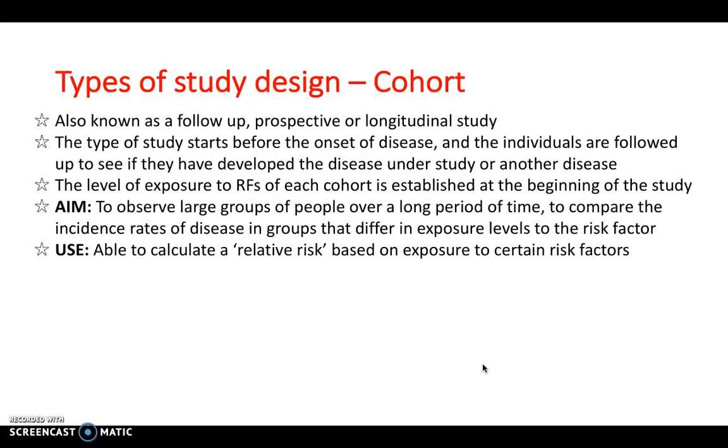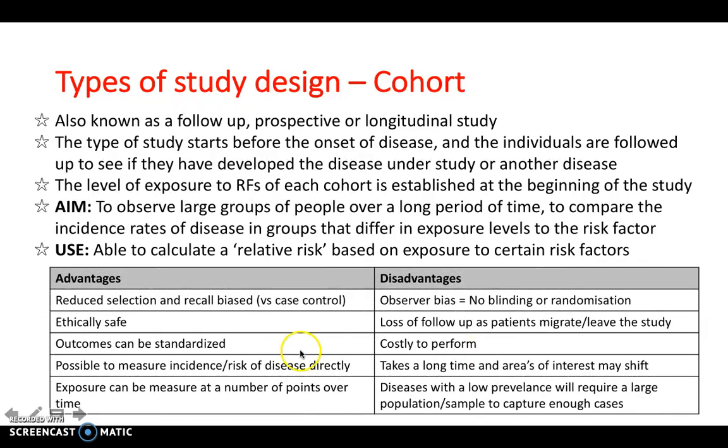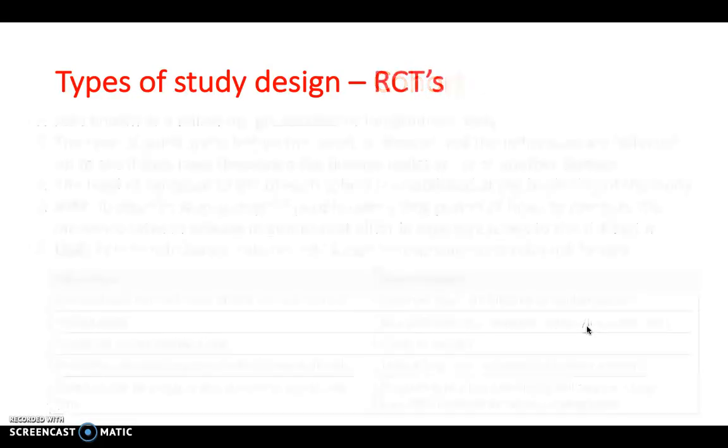We can calculate a relative risk based on this. The advantages of this kind of study is that it's ethically safe, and the outcomes can be standardized, and it reduces the selection and recall bias that we talked about in the case control study. On the other hand, you do have observer bias. There's no blinding or randomization, and you do get a loss of follow-up because patients migrate or they leave the study because you're following them over a large period of time. It's also costly to perform based on the fact it takes a long time.